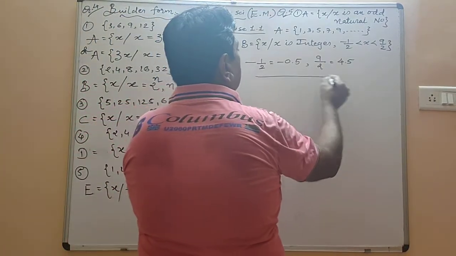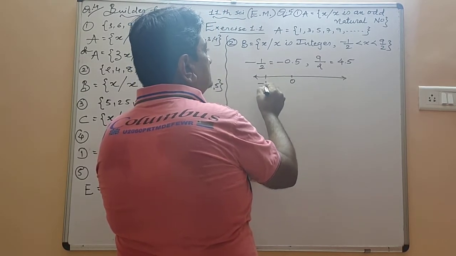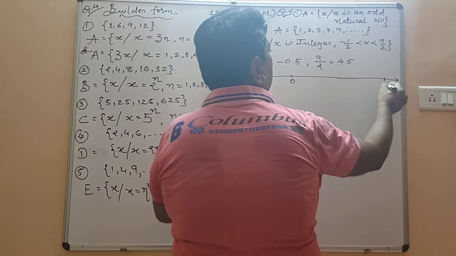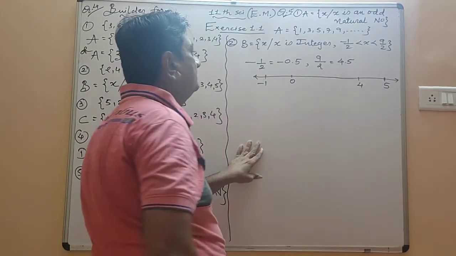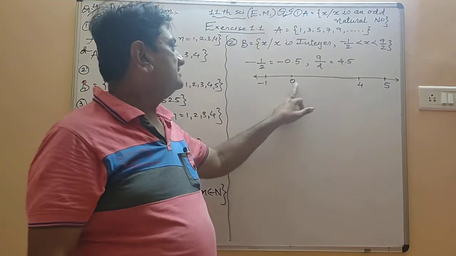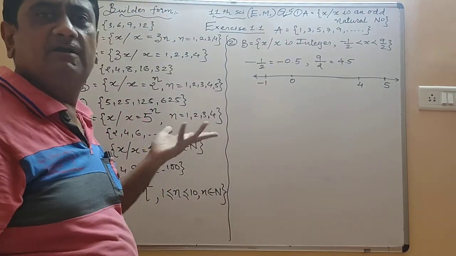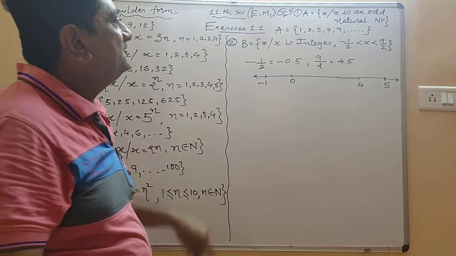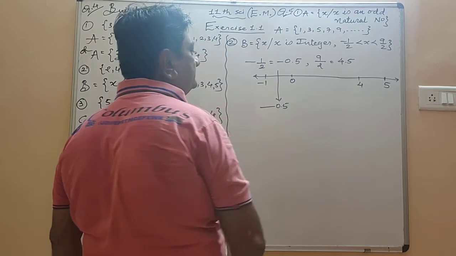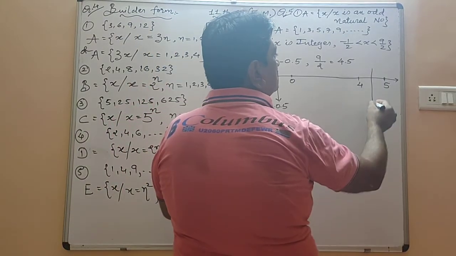Now on the number line, what happens? It is 0, here minus 1, and 4.5, so here 5, here 4. You know this number line. 0, all negative numbers are on the left hand side and positive numbers, integers, are on the right hand side. Integers and all real numbers also. Now our first value is minus 0.5, so minus 0.5 lies over here. And the last number is 4.5, 4.5 lies over here.